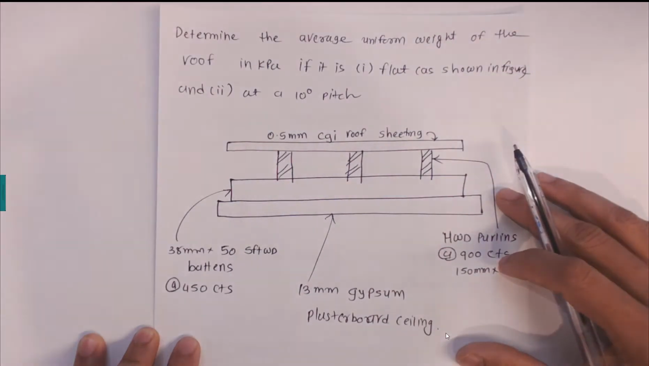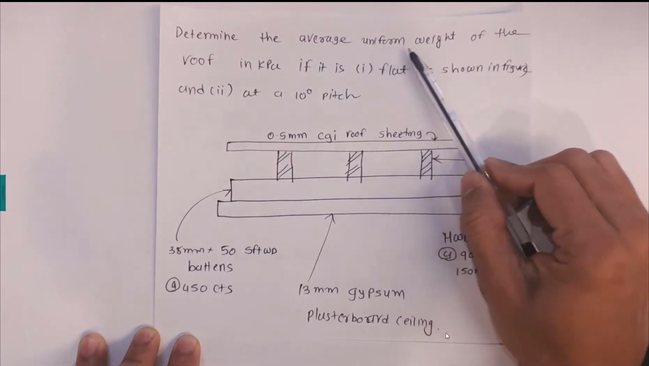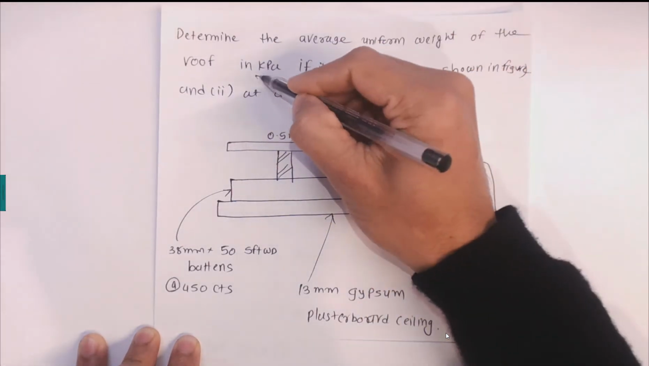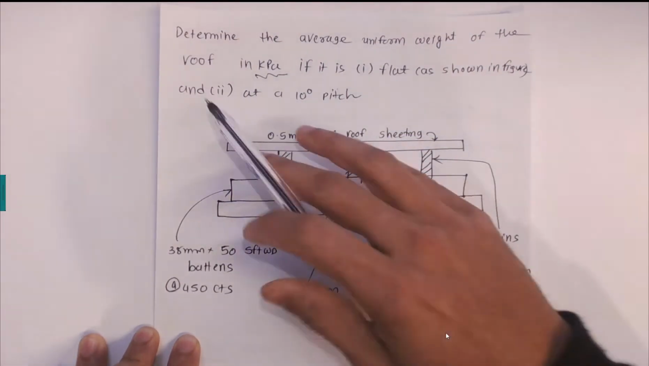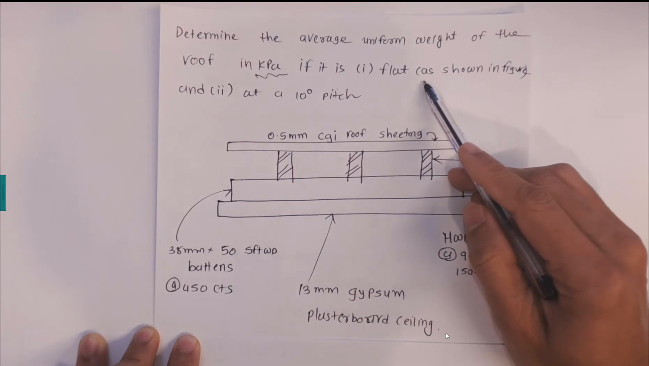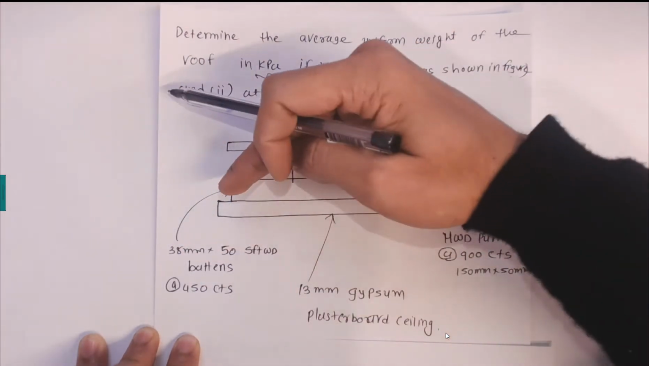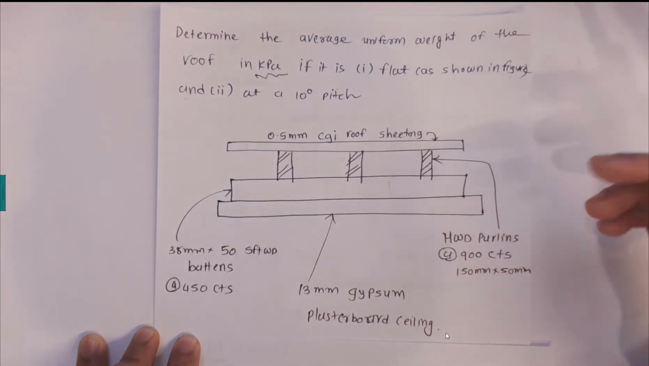This video explains an example for the dead load, determining the average uniform weight of the roof in kilopascals. Please note, we need to find it in kilopascals. It is given for a flat condition, as shown in the figure, and at a 10-degree pitch. If I lift this one up to a 10-degree pitch, we need to find this one. Let me explain this one.